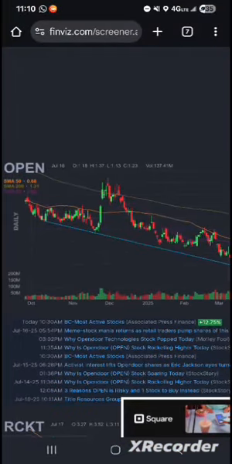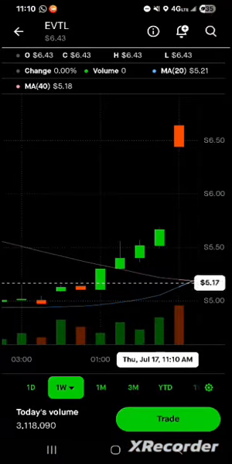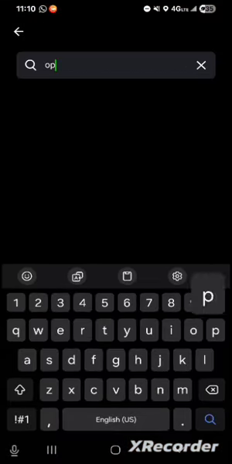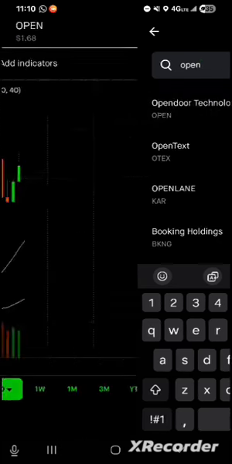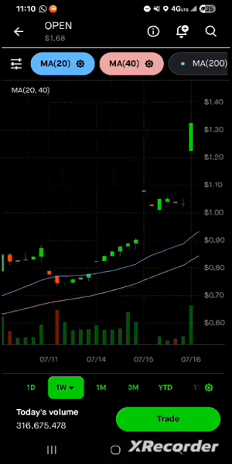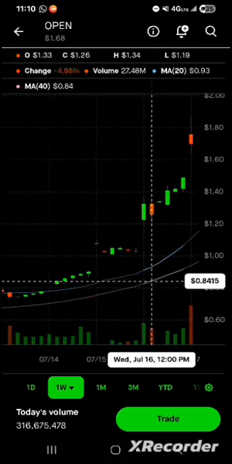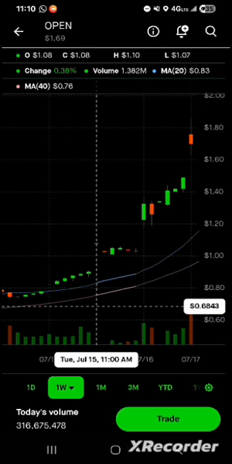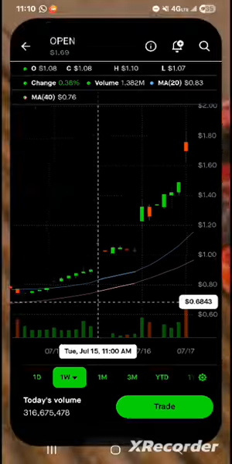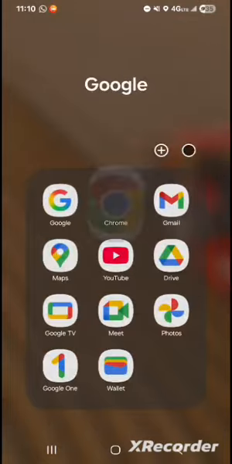EVTL, open. Okay, so this volume looks great, 316 million. Okay, so there's no cross, so we want to avoid this. But that volume is great. If we could see volume like that with the stock that's crossing, like the moving average is crossing, that'll be great.